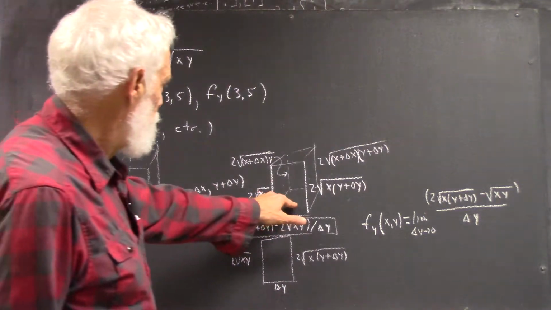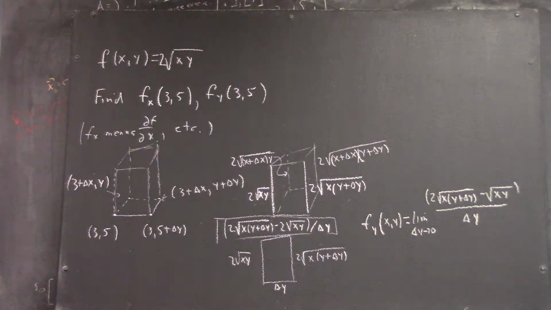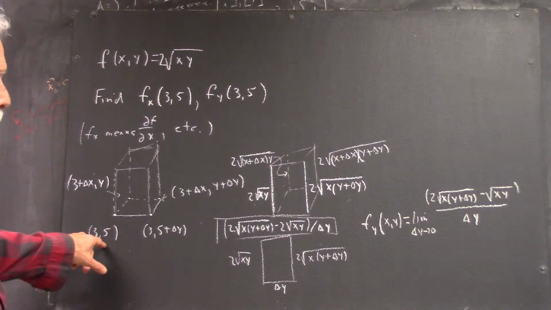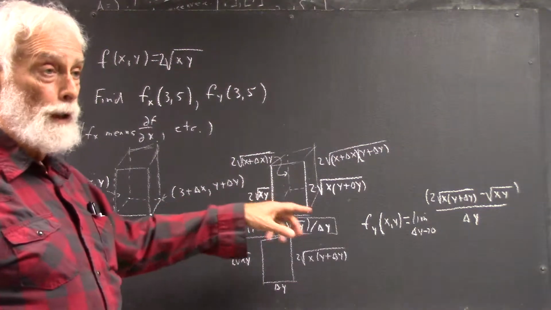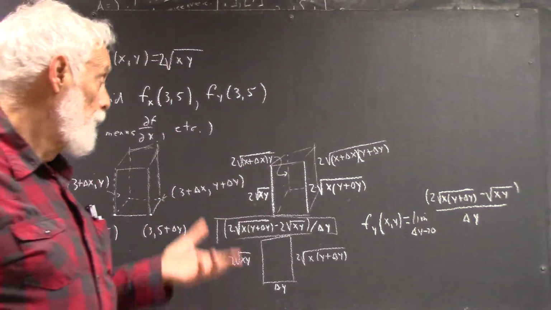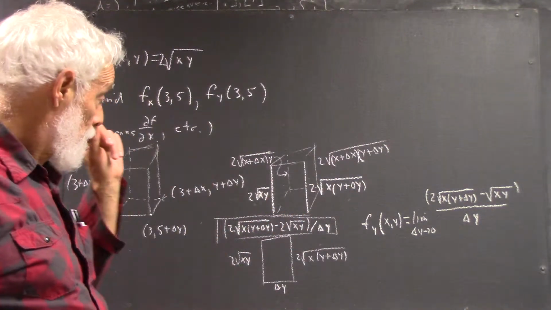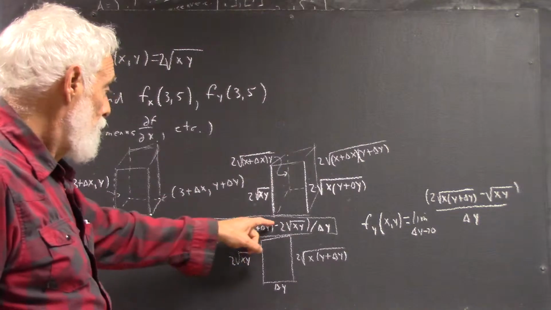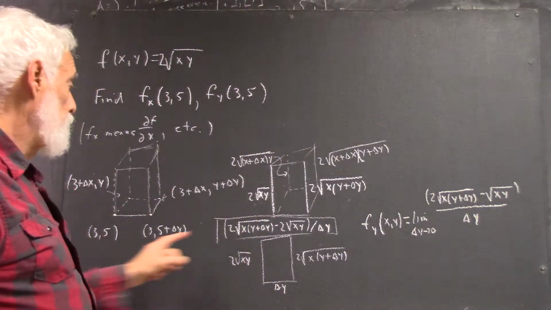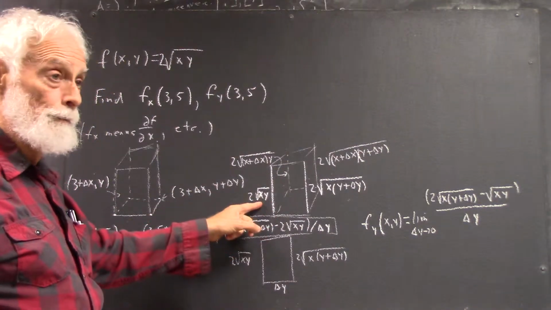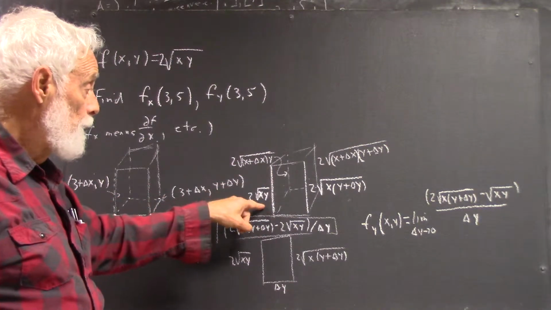Now, I redraw the picture over here. And I'm going to drop the 3,5 for the moment and just use x and y, because actually it's easier to do this with symbols than to keep doing all the arithmetic. Okay? So this is implicitly our point 3,5, but I'll call it our point xy. And this is 2 square root of xy.